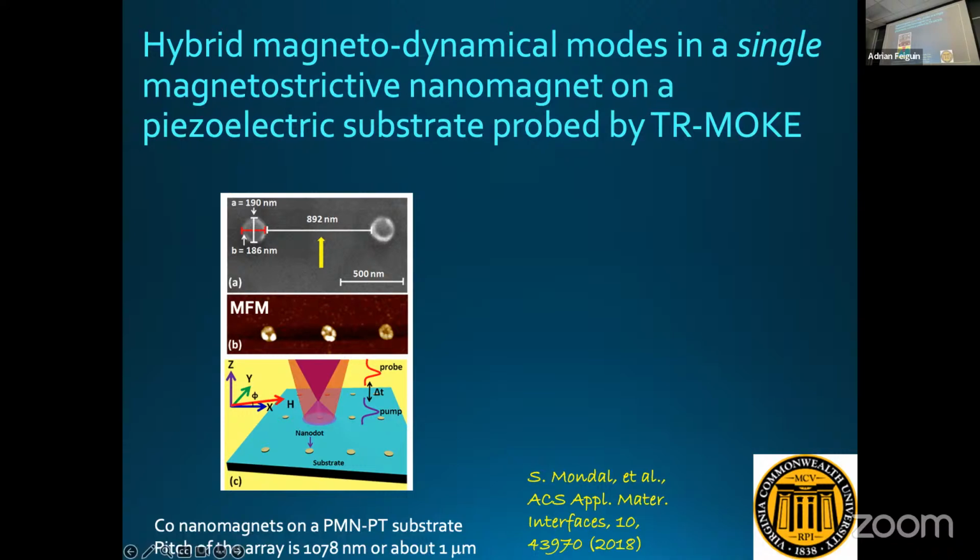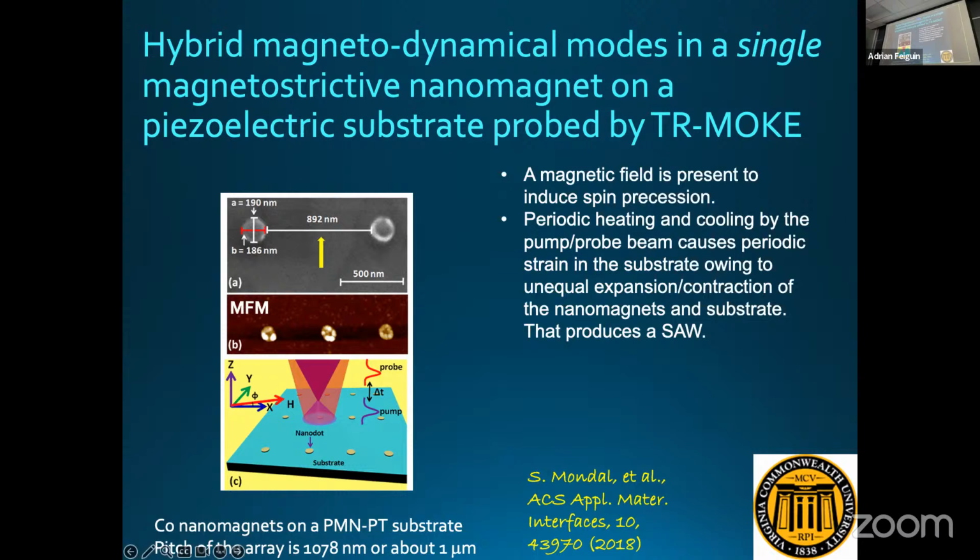Because now we can focus a laser spot, which has a size of 1 micron, on a single nanomagnet and probe a single nanomagnet without any effect from the other nanomagnets. Okay, so the magnetic field, as I said, is there to induce spin precession. Now, even though we don't launch any external surface acoustic wave in these nanomagnets, there is still one.